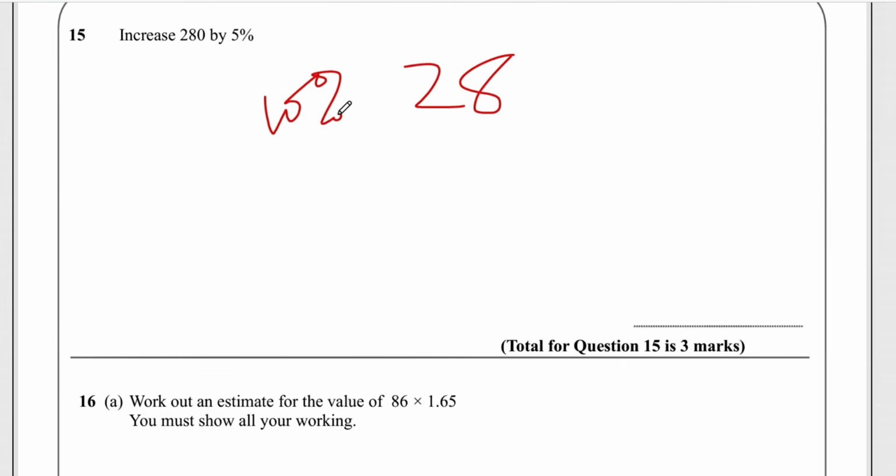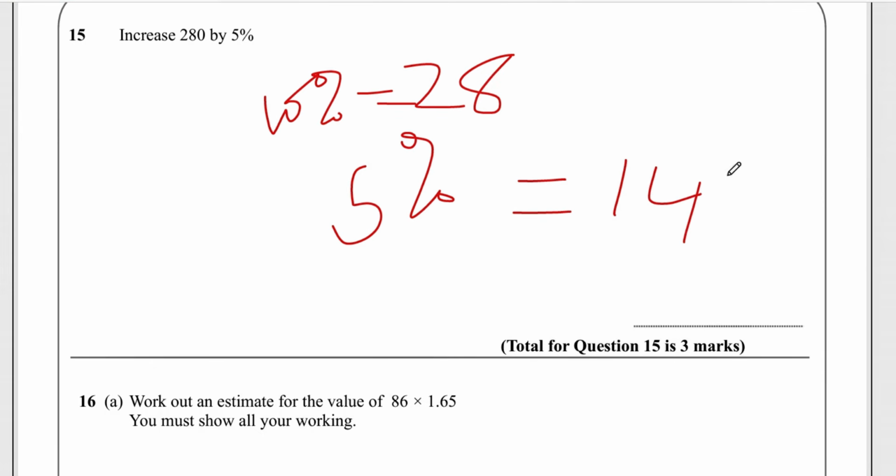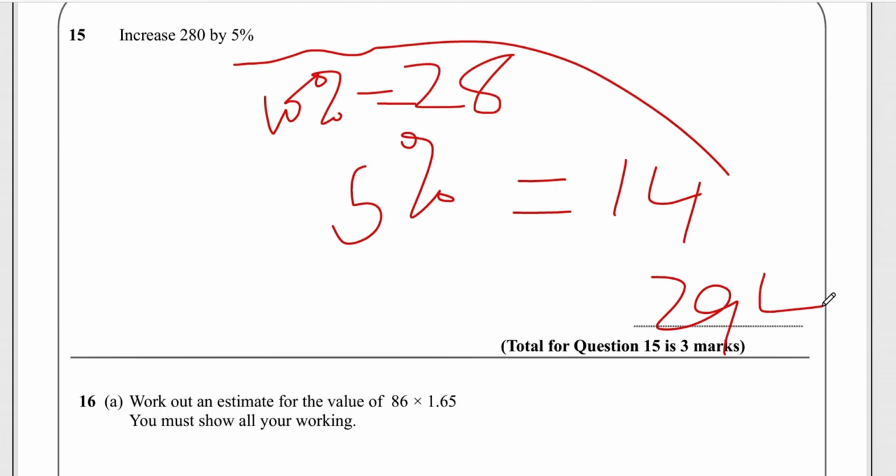is 28, then 5% is half of 10%. So what is half of 28? Which is 14. So that means 5% is 14. So they're saying that increase 280 by 5%, which is 14. So 280 plus 14, that will simply give you 294.